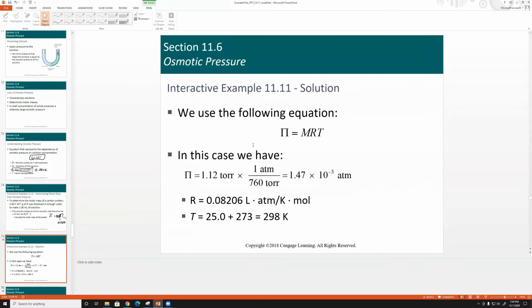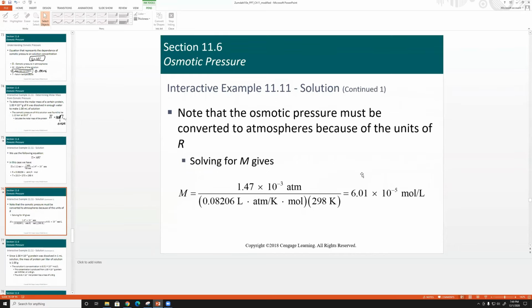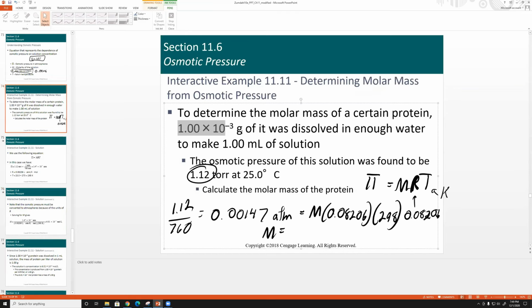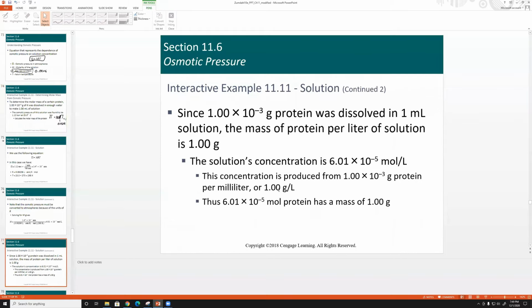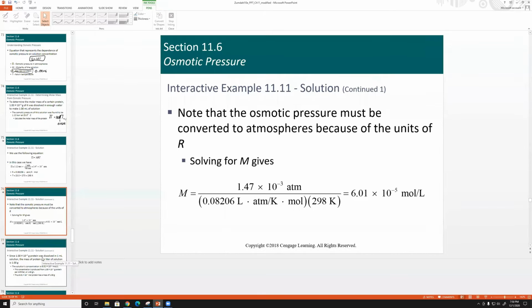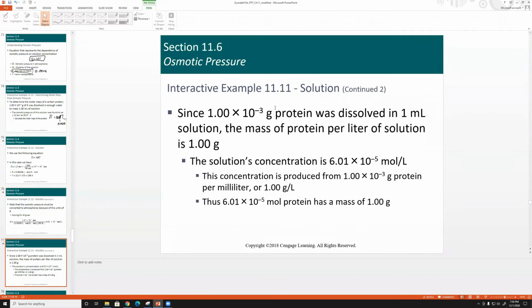Okay, so I will just go over here. So we have our values, our variables. Now we can find the molarity, and we find it as 6.01 times 10 to the -5th molarity, moles per liter. And then from that, we know that the molarity is the moles per liter, right? So we know that 1 milligram of it was used, and 1 milligram was dissolved in 1 milliliter. So the mass of the protein per liter is 1 gram.